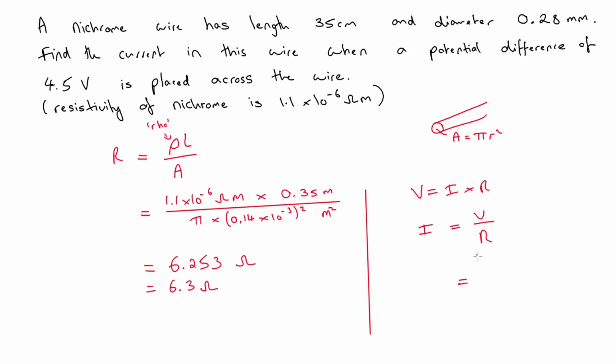Well, we've got 4.5 volts across this wire. Its resistance is 6.3 ohms. Probably I would put that in as 6.253 just to avoid a rounding error. When you work that out, you will get 0.72 amps. That's basically all there is to it.